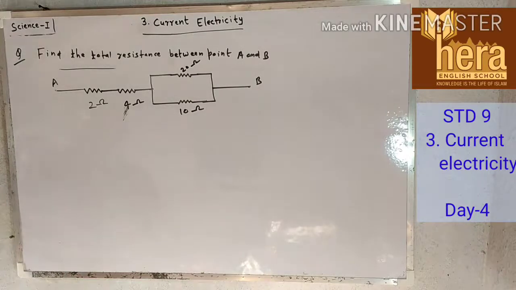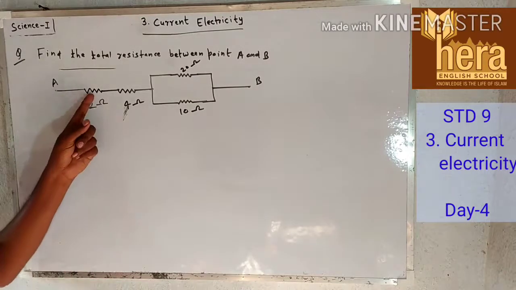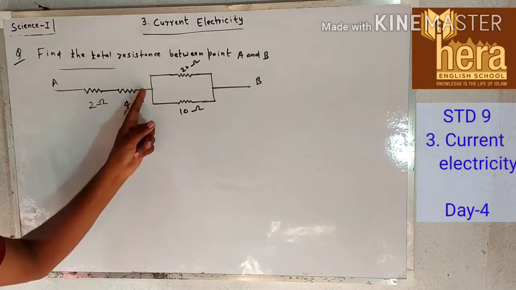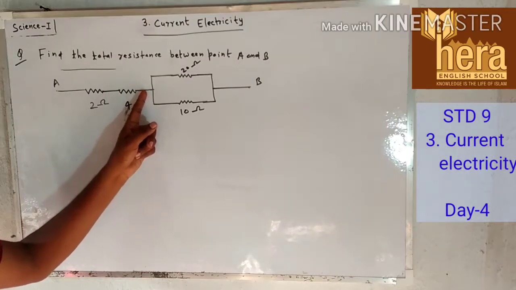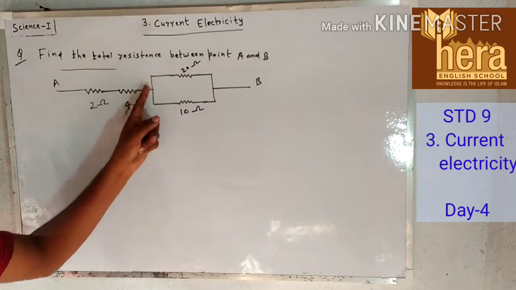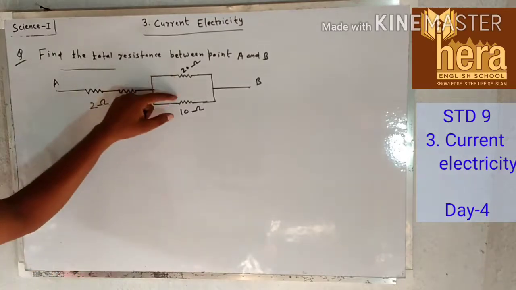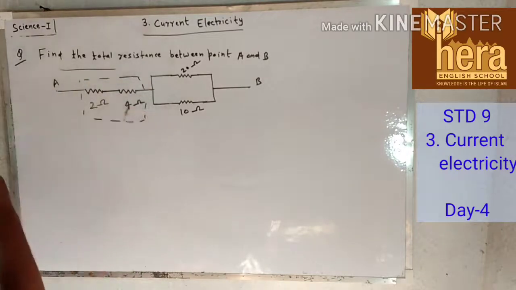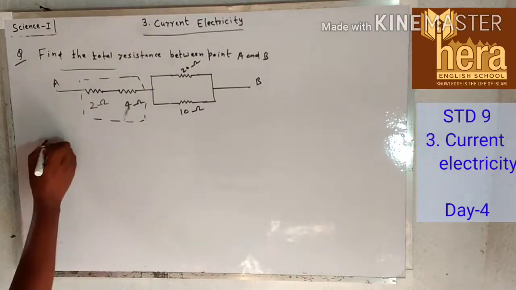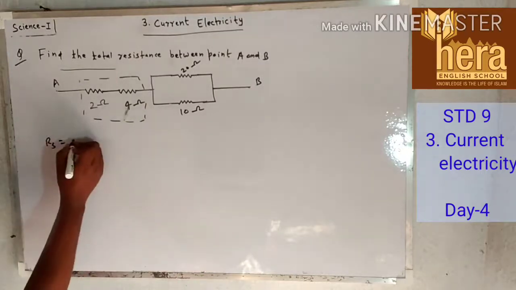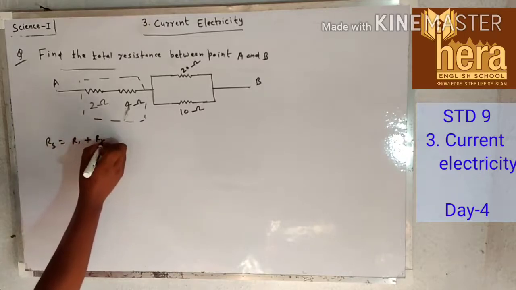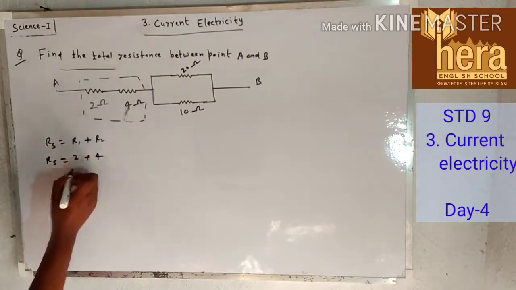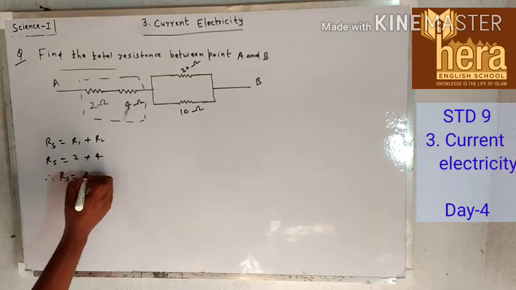If you show your current, this current will be the same for 2 ohm and 4 ohm. It means these two are connected in series. And after the current comes here, this current will be divided into two parts. One will go this side and the other will go this side. So it means these two are connected in parallel. This is in series, so for this we will use RS is equal to R1 plus R2. RS is equal to 2 plus 4. Therefore RS is equal to 6 ohm.